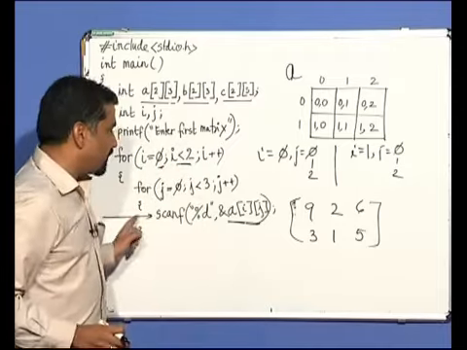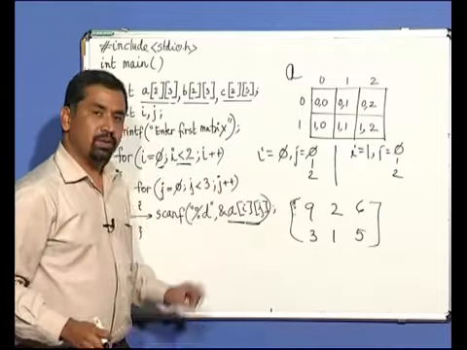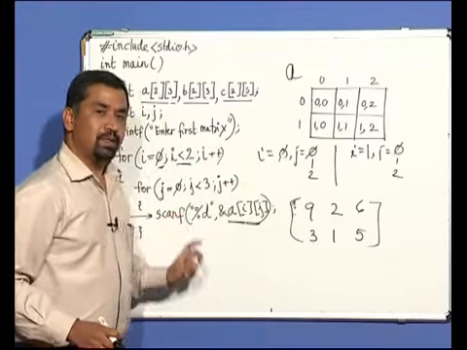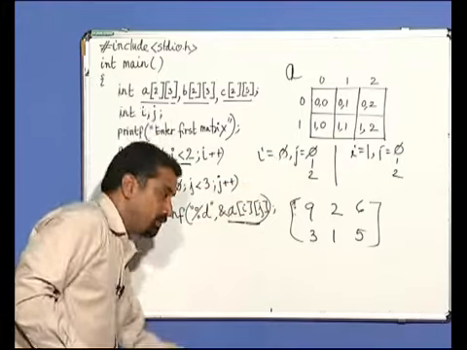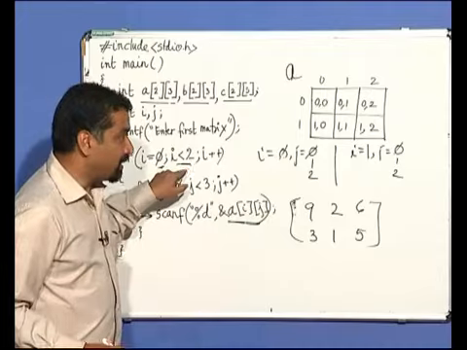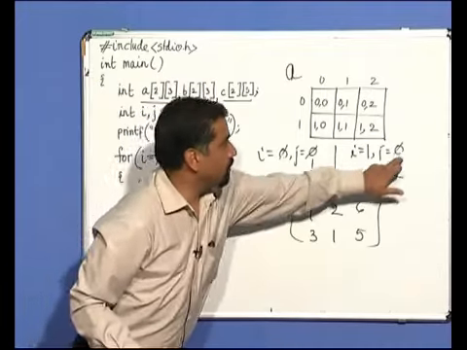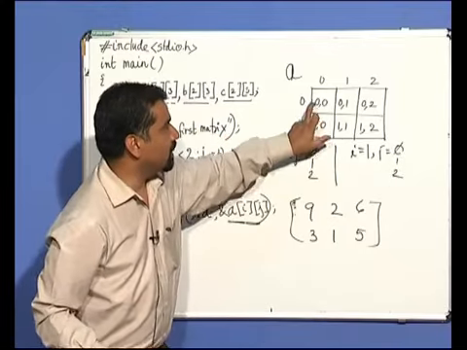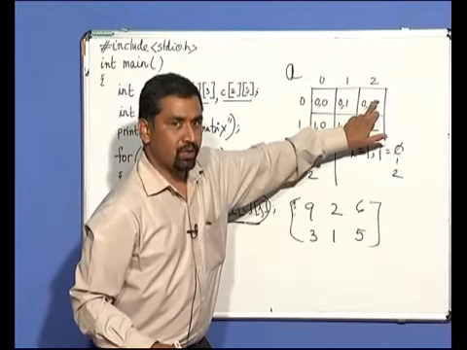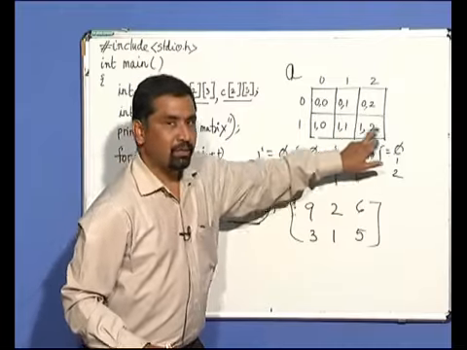That is, first time it is executed, it will be 0, 0. Second time it will be 0, 1. Third time it will be 0, 2. Then after that, i gets incremented, i begins with 1, and again j freshly starts from 0. So 1, 0, 1, 1, 1, 2. So you can see that 0, 0 first, 0, 1 next, 0, 2, 1, 0, 1, 1 and 1, 2.